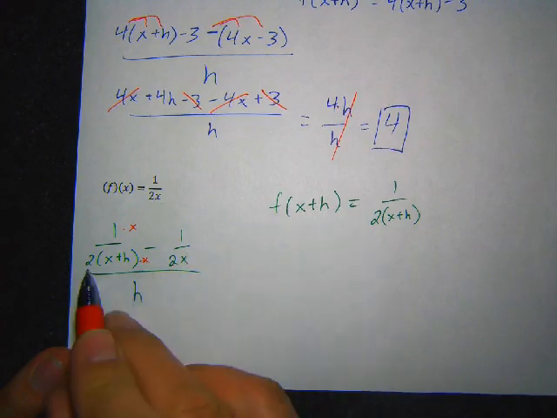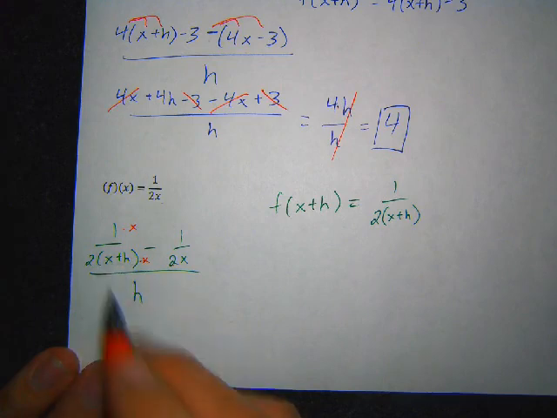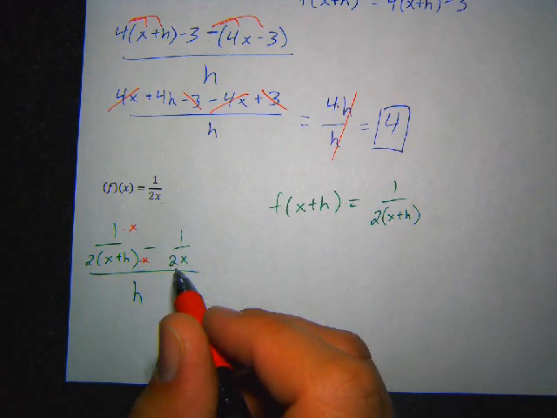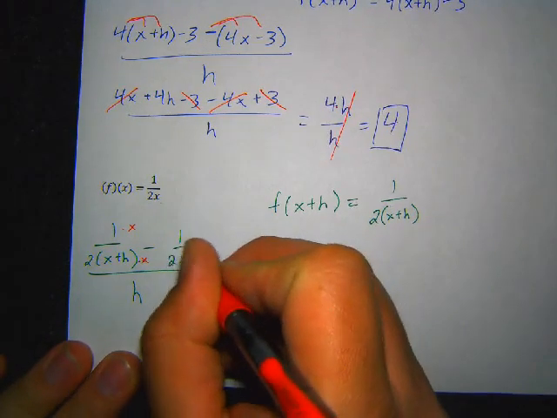This one has the 2, has the x, but it doesn't have the x plus h because x is different than x plus h, right? Those are 2 different numbers. So this one I'm going to multiply the top and the bottom by x plus h.